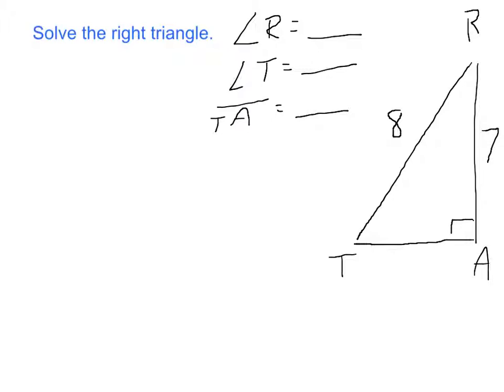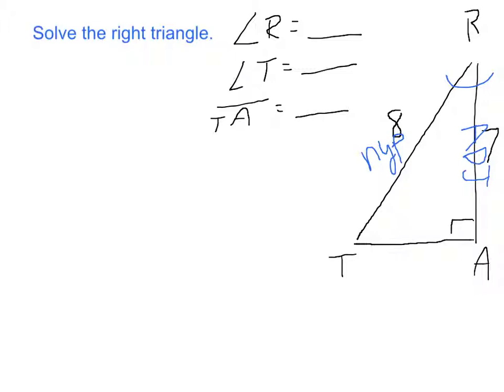To do that, I can set up to find angle R, if that's what I want to do first. Again, you can start with any angle or any side that you want. There's no set order to this. In this case, I'm going to start with angle R. If I use angle R as my reference angle, the side that's labeled 8, if you look carefully at the triangle, is the hypotenuse. The side that's labeled 7 is the adjacent side. The trig function that uses hypotenuse and adjacent is the cosine.